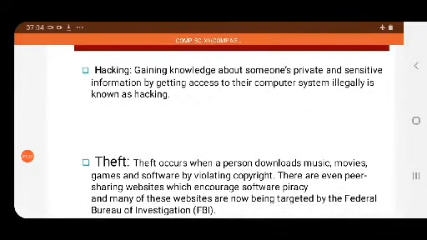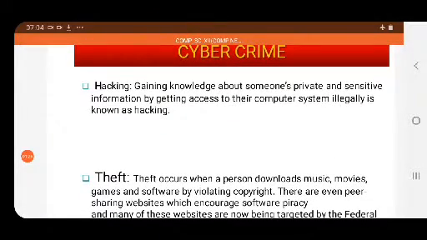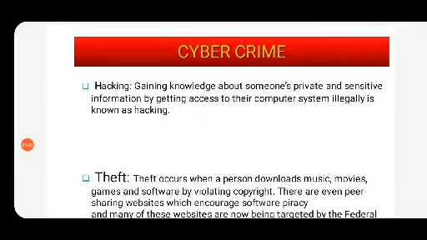Now, starting with the first type, we have hacking. Hacking is gaining knowledge about someone's private and sensitive information, or getting access to their computer system illegally. So basically we get the information illegally.